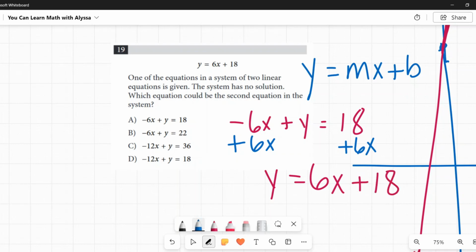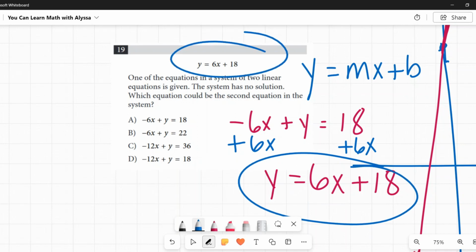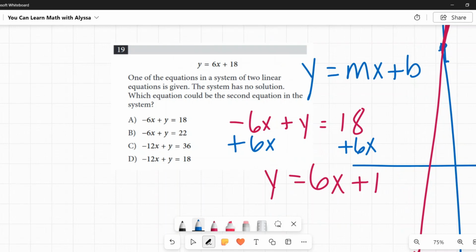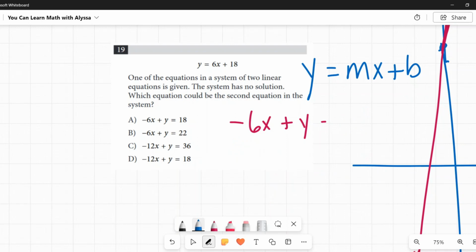And this is where you need to be careful, because if you're doing this quickly and you look and you go, hey, 6, slope of 6, done. A is my answer. Is it though? No, it's not, because look, 6x plus 18, it's the same line. This line is right on top of the other line. It would have infinite solutions. All the solutions there are going to be in there. This one, no solution. So A is not my answer. It's close, but it is not my answer.